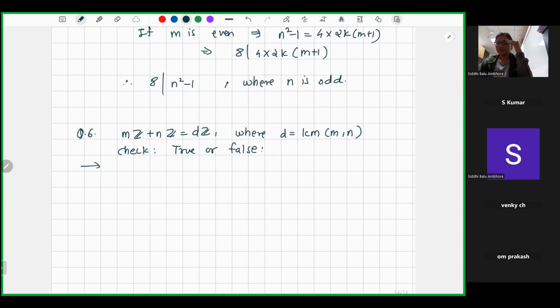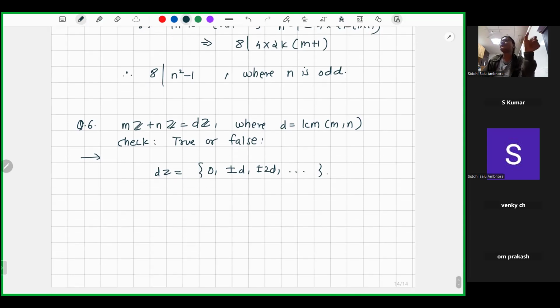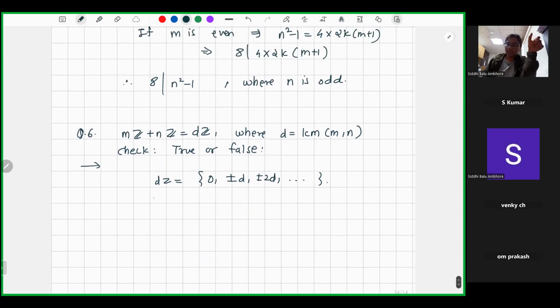It's false. Okay. So when I write this dZ, note that it is 0, plus minus d, plus minus 2d, and so on. So the least positive integer in dZ is d.